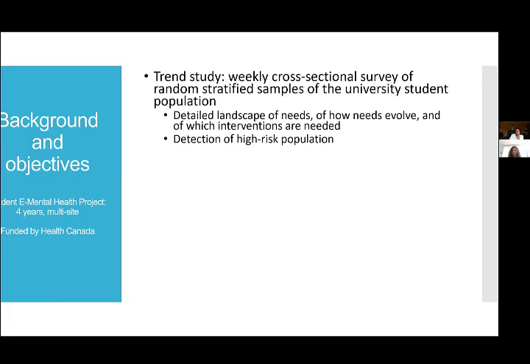It has three components. First, a screening component. This online screening component is a trend study. A trend study is basically a repeated series of cross-sectional surveys that we send weekly out to a random stratified sample of university students. That gives us a very nuanced picture of the needs of the population and how those needs evolved. As you will see later, that allows us to define what interventions are needed for that population.